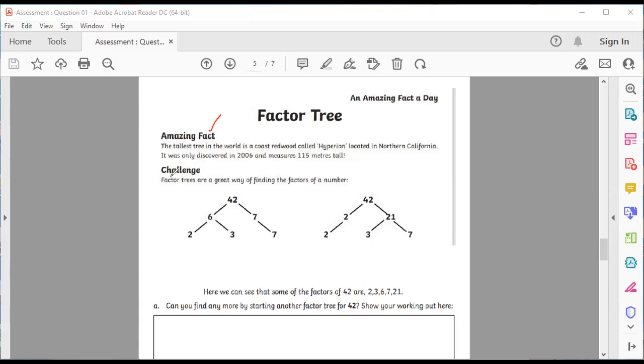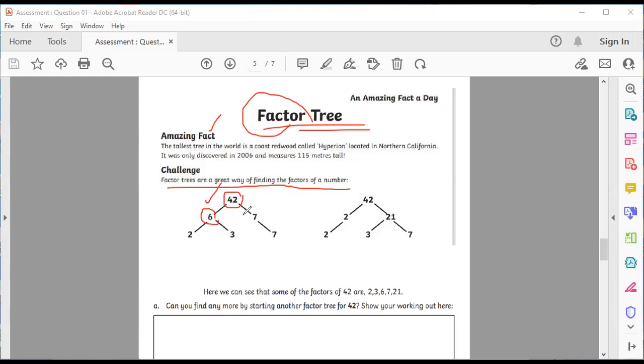Okay, now guys, let's get back to our factor tree. What is our factor tree? Remember factors? We make a tree out of it. So factor trees are a great way of finding the factors of a number. Earlier, remember we used the Venn diagram. Now the factor tree will be like this, breaking it up. And you guys have had this practice even in standard 6.